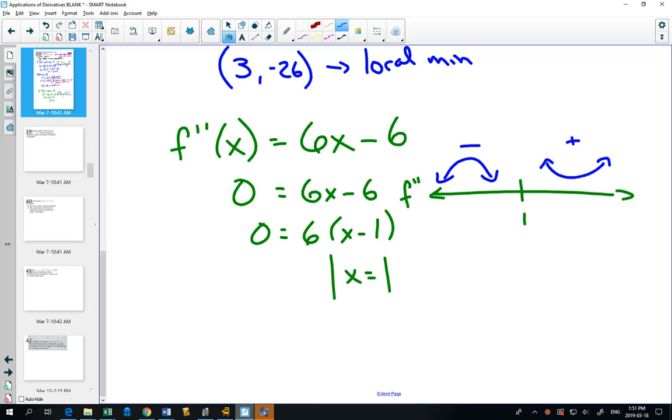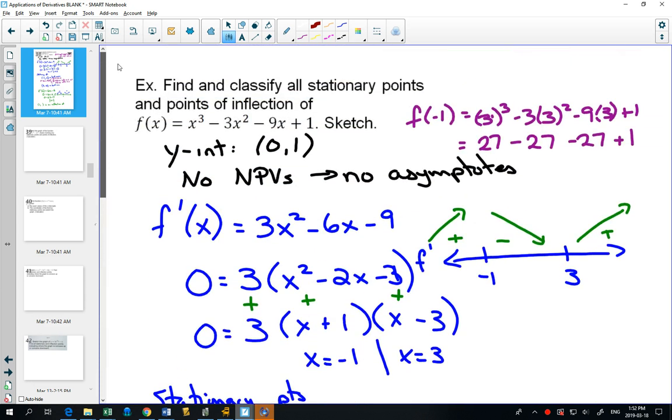So from here, we can say 1, comma something, is an inflection point. Okay? How do we find out what that point is? Well, that point is on our original graph. So just like before, I'm going to scroll back up. I have to plug in.